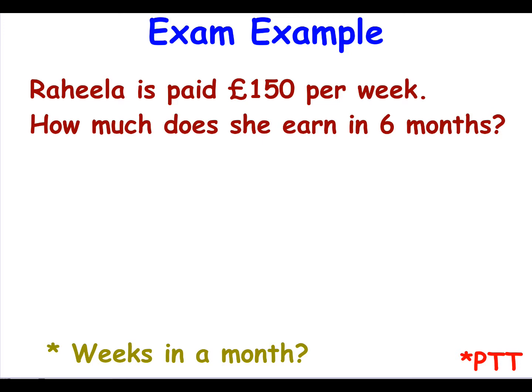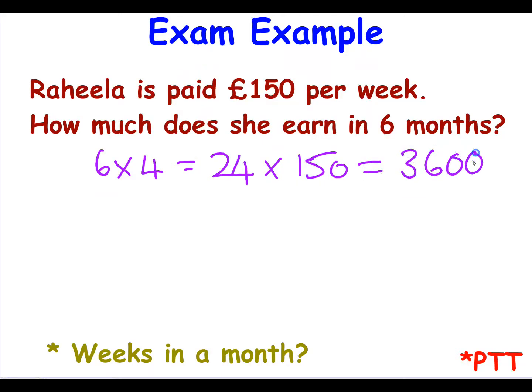Well, what a lot of people think is that 6 months is 6 lots of 4 weeks because they assume there are 4 weeks in a month, which is quite incorrect. So that gives you 24 weeks multiplied by the £150. So that would give you £3,600 as an answer, which would be incorrect because you're assuming there are 4 weeks in a month, and there aren't. Almost every month has over 4 weeks.